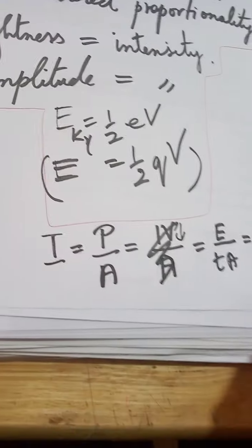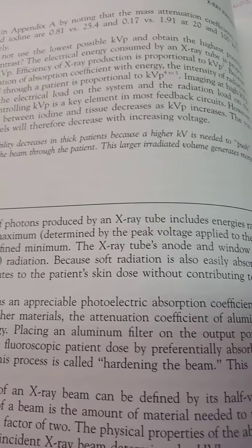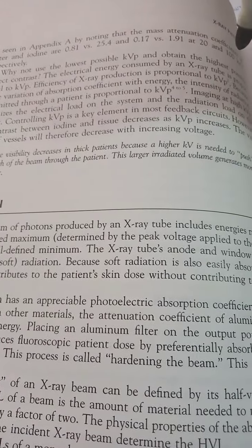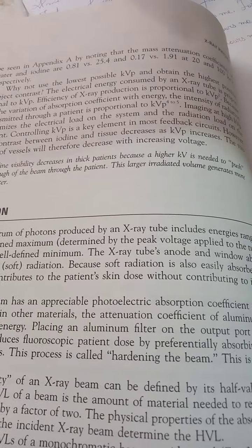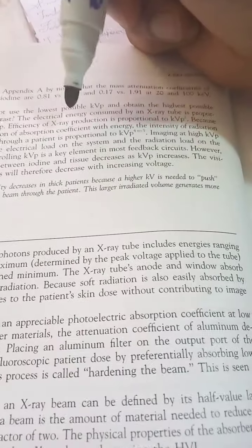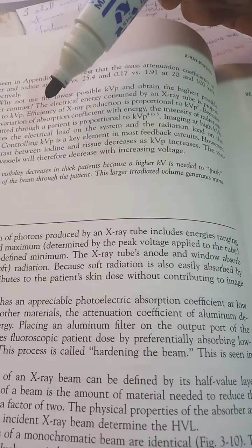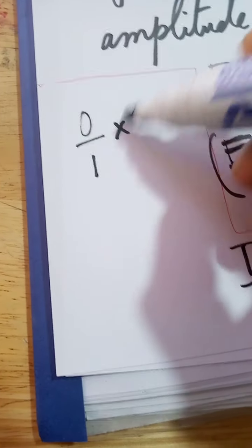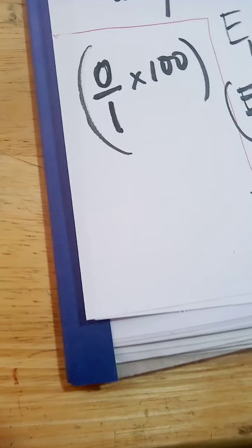So this is why when you put the voltage down, the energy goes down, the power goes down, and the intensity goes down. Efficiency of X-ray production is proportional to kilovolts squared. Now this is the efficiency, not the intensity, not the energy, not any other. It is efficiency. Efficiency is output over input times 100.